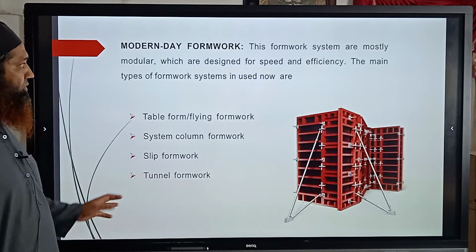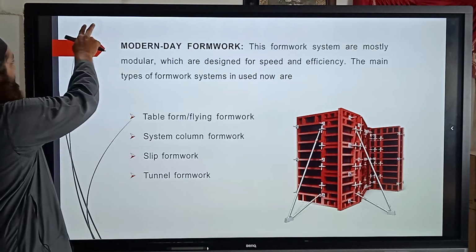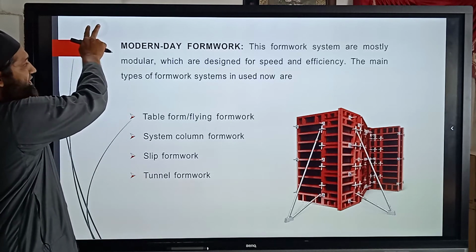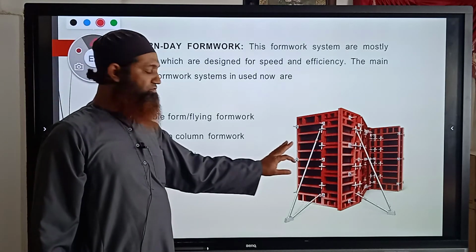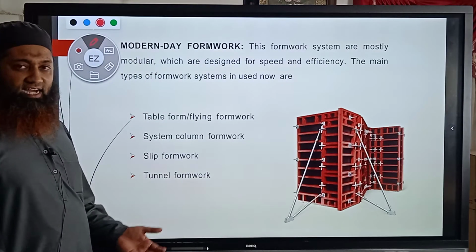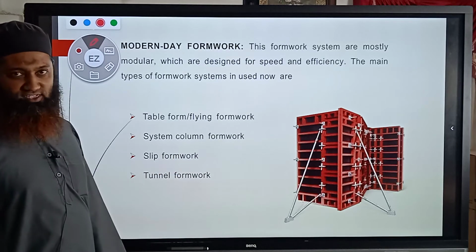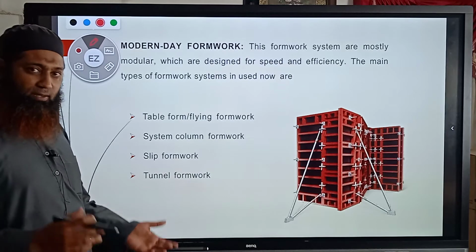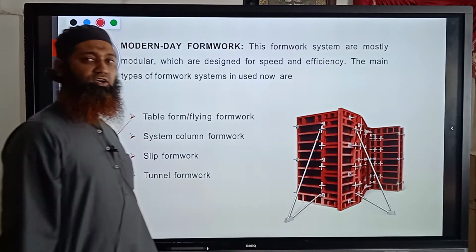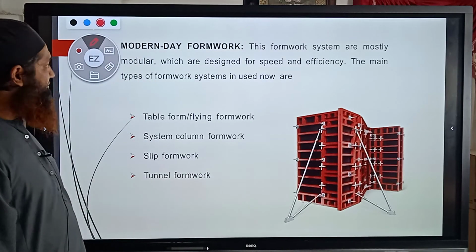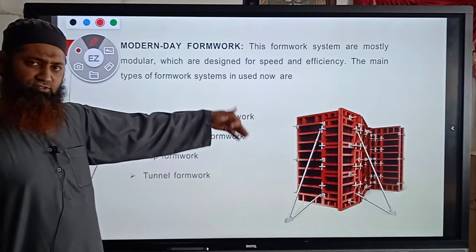Let us see modern day formwork. Now with the development that has come up, we'll see that here. This formwork system is mostly modular. See, you can see here, this is the modular formwork which is designed for speed and efficiency. This formwork is already cast in the industry as per our requirement, brought to the site and fixed with a nut and bolt system. It is very easy. You place an order for the type of formwork you want and you get it, where you are saving your time. A lot of time is saved because of this modern day formwork. So it is mostly modular, designed for speed and efficiency. They are very efficient and it saves a lot of time also.